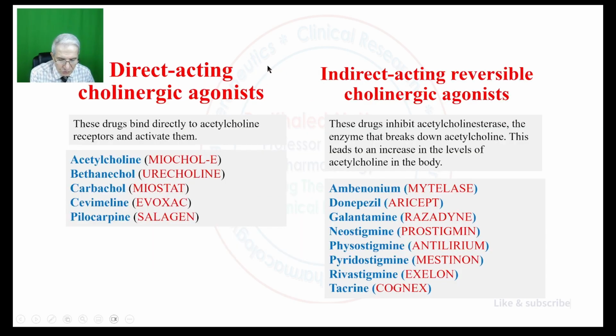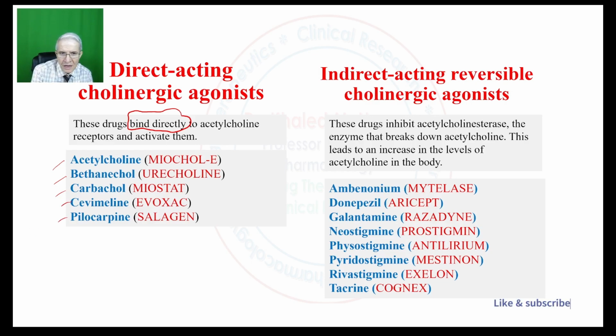Okay, start with the list of medication here. Direct acting cholinergic agonists. These drugs bind directly to the acetylcholine receptor. We have a list of medication, as we mentioned: acetylcholine, bethanechol, carbachol, cevimeline, and pilocarpine.